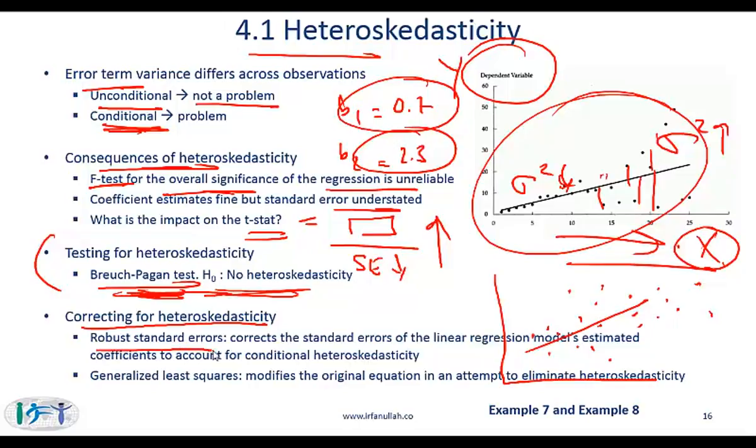You can do something called robust standard errors. This corrects the standard error of the linear regression model. So this corrects the standard errors associated with the coefficients to account for conditional heteroscedasticity. What is it saying? Actually, in your regression software, you will have a little checkbox that says correct for conditional heteroscedasticity. When you check that checkbox, what will it do?